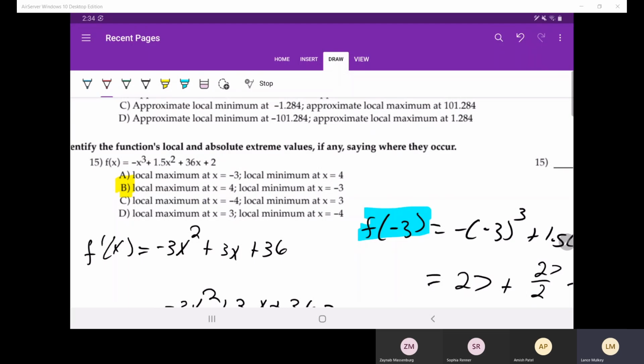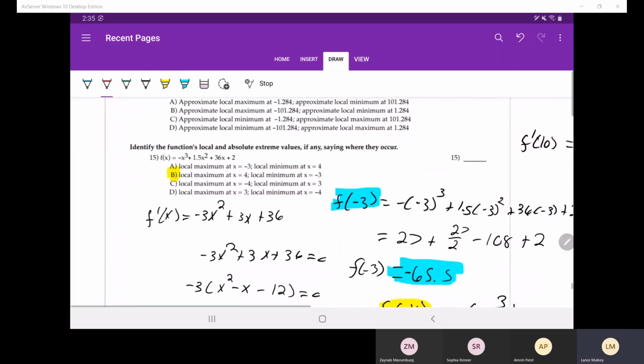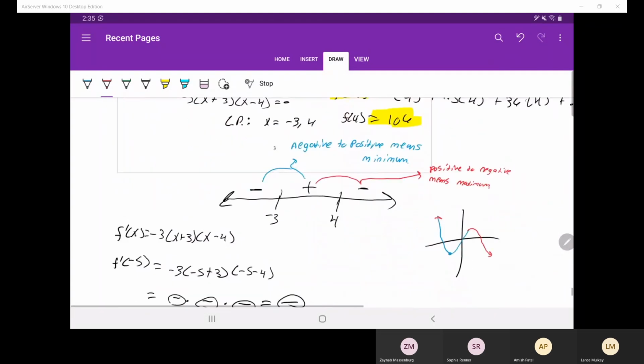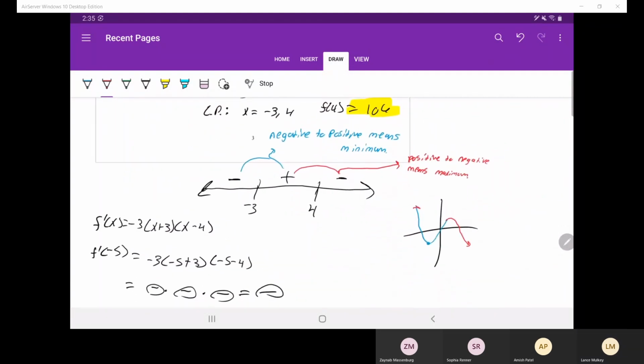If anything approaches infinity, you don't have any absolute. I guess global means absolute. So these are only local. So you've got to pay attention to your domains. Any other questions? Do you want me to go over another question or anything like that?